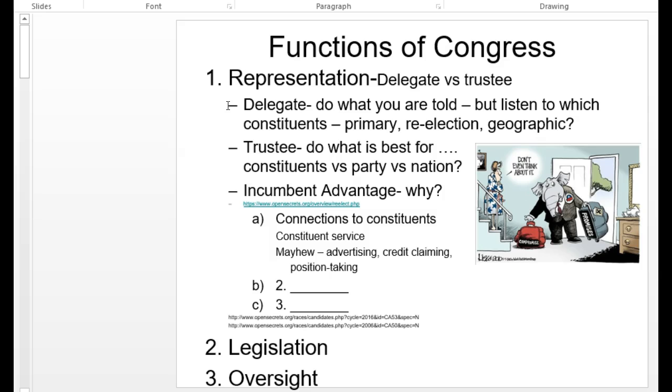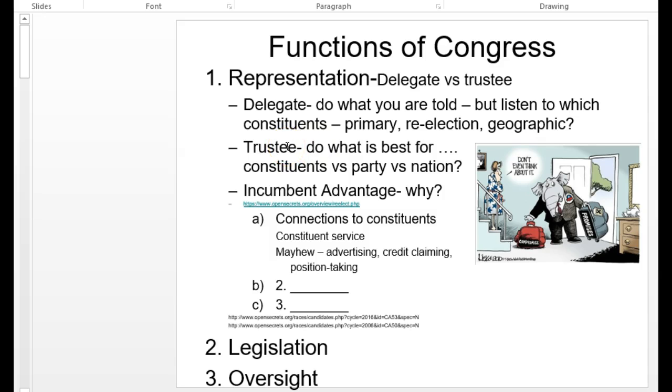But this is also not quite as simple as it seems, because the one question that emerges very quickly is, what set of constituents is one talking about? Is one talking about the voters that voted for that person in the primary elections, or in the general election, or are they talking about geographic constituents, like everybody in the district? This is not easily resolvable.